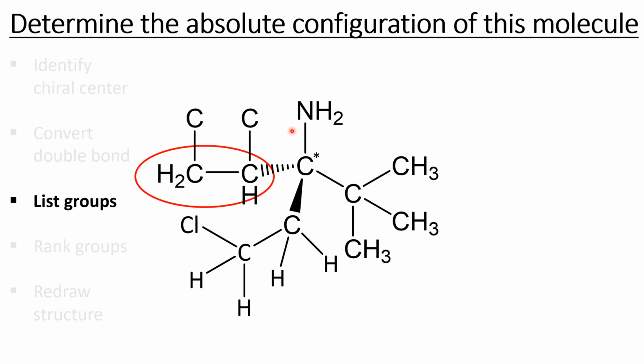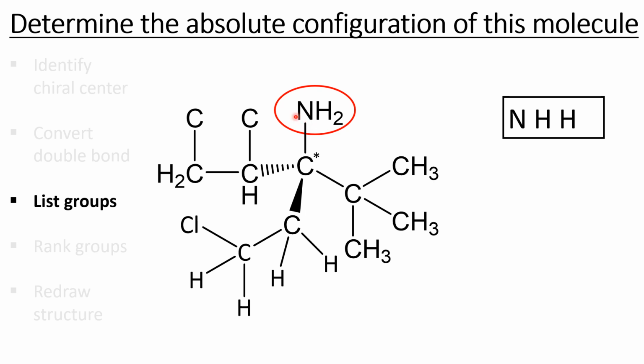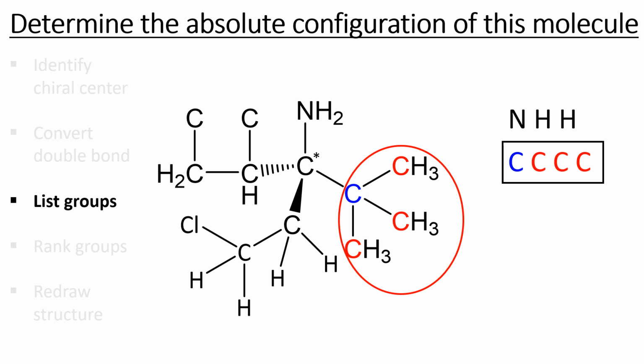Let's start with the amine group. Since nitrogen is directly attached to the chiral carbon, the nitrogen will be listed first. We will then list the 2 hydrogen atoms that are attached to the nitrogen subsequently. Let's consider the tert-butyl group. In the tert-butyl group, the blue carbon is directly attached to the chiral carbon. Therefore, the blue carbon will be listed first, followed by the 3 red carbons that are connected to the blue carbon.